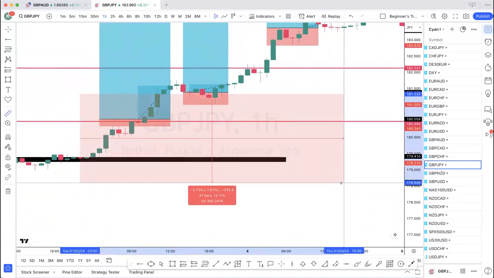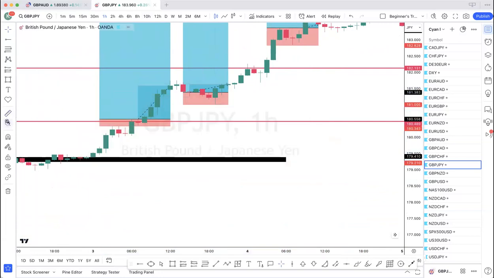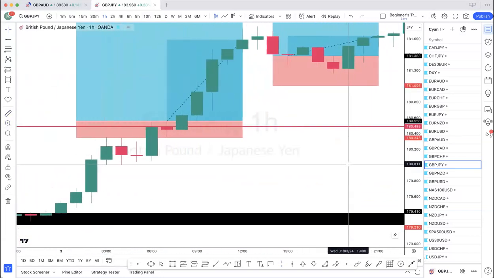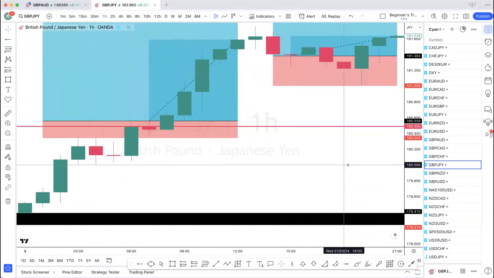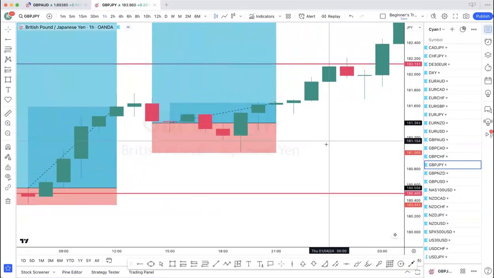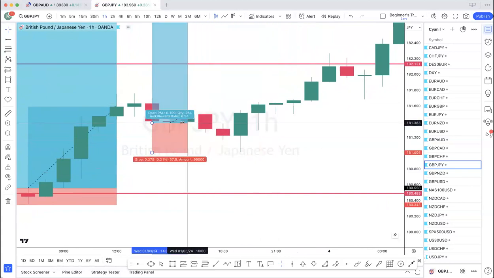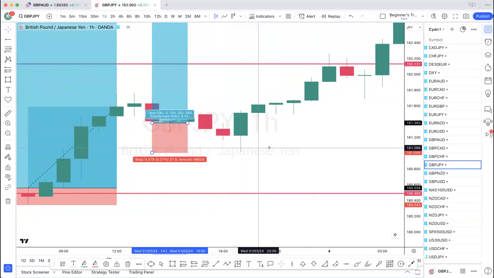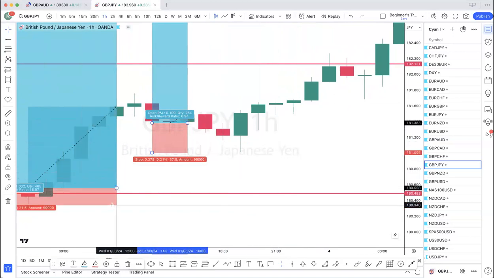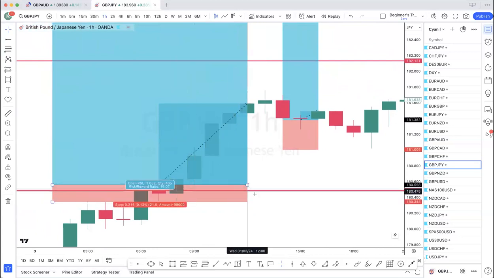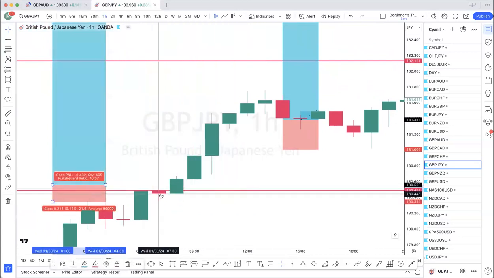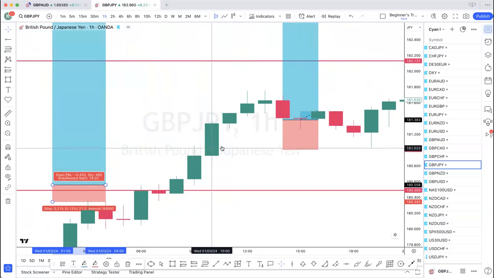Oops, hold on. Wait a minute. This one. So go to the left. I'm saying you see the imbalance to the left? Keep going to the left. You're going to the right. To the left, keep going to the left. Right here. You're talking about this one right here? Right. So go up to the third candle. That candle has the imbalance.